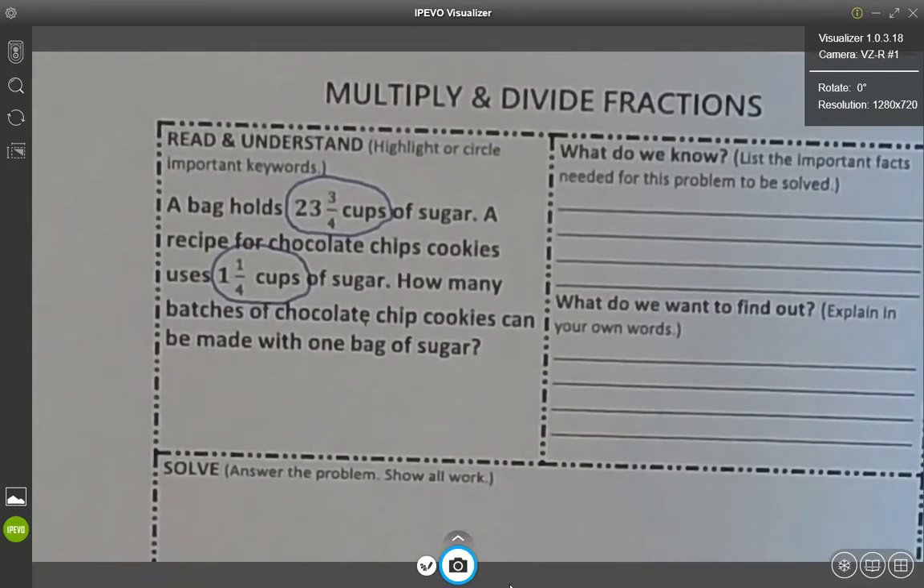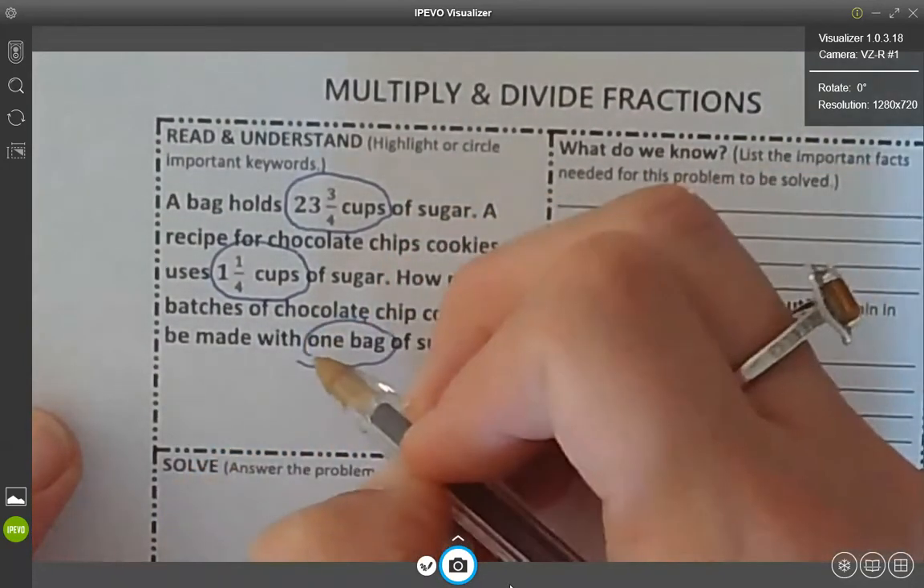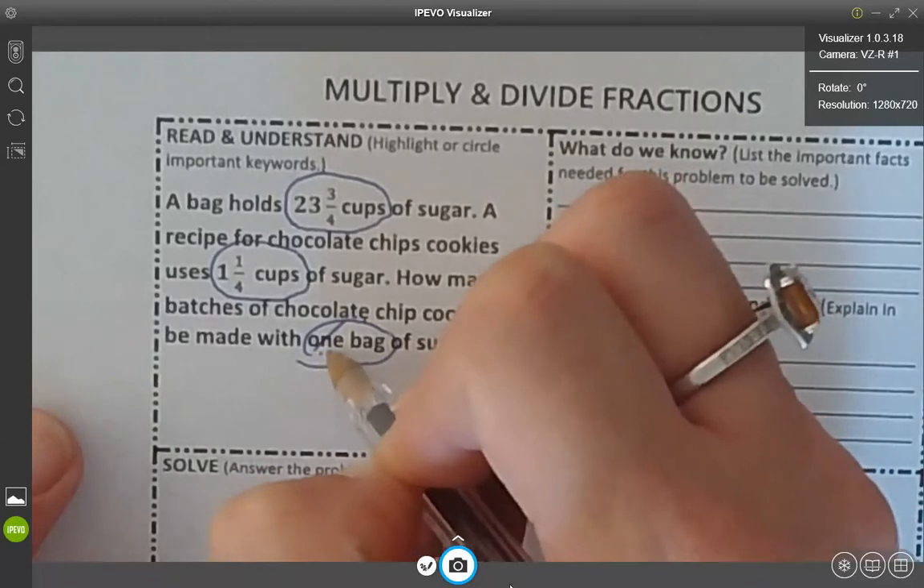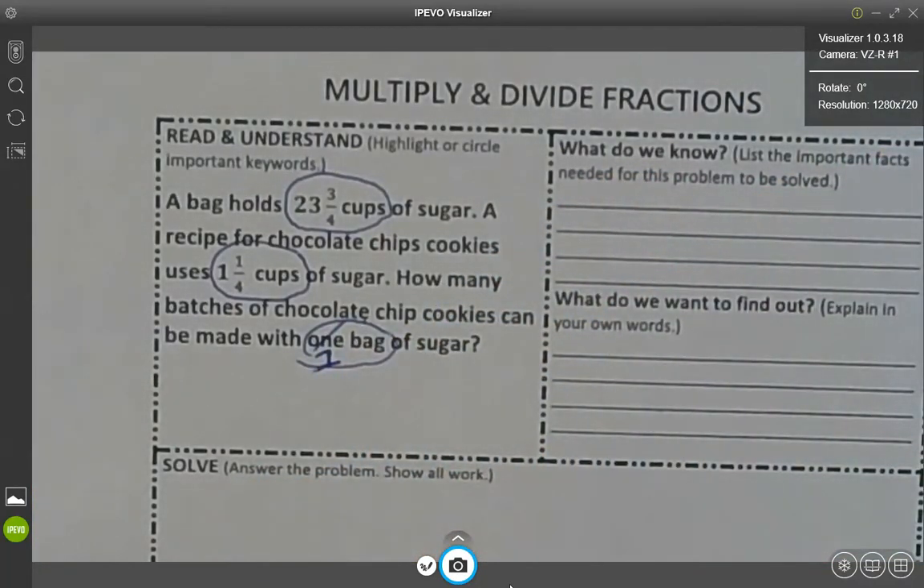Yes. 1 bag, right? So the 1 is written in word form, so we need to cross that out and write it as a number. So the word one obviously means 1. You have to pay attention to those little small details because sometimes whole, entire, all these could be the number 1.